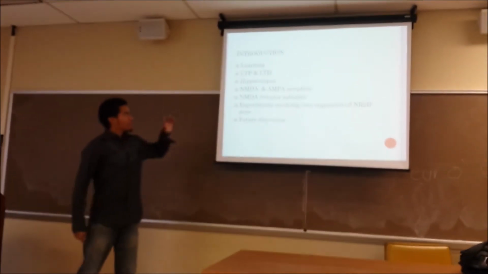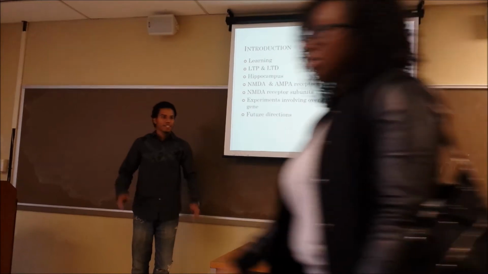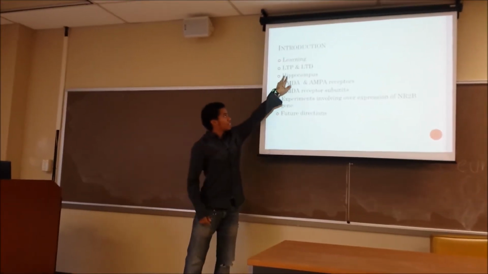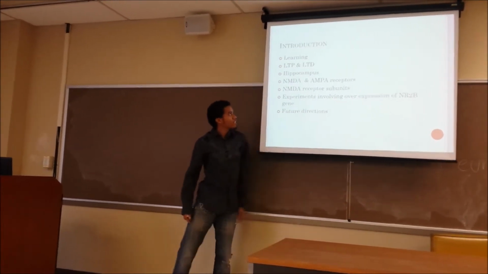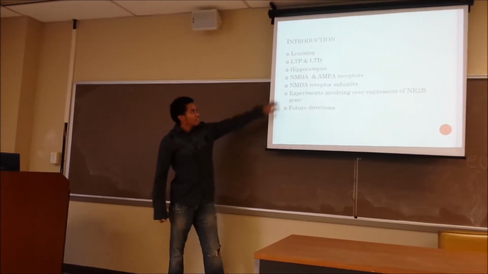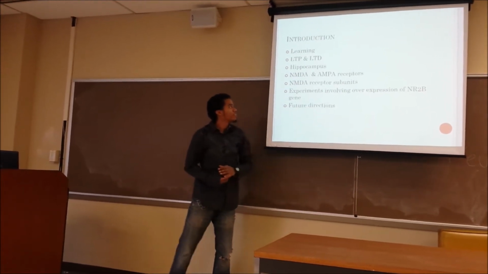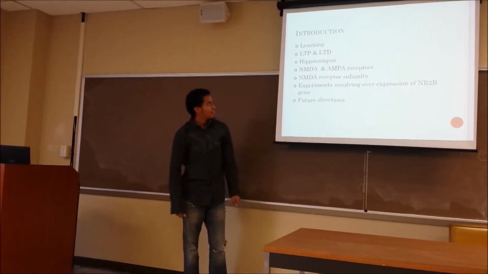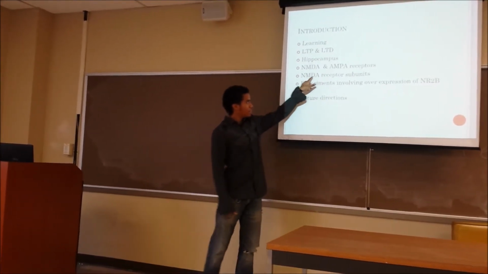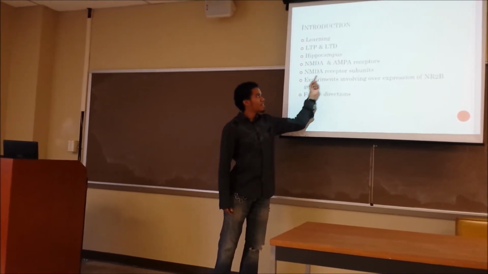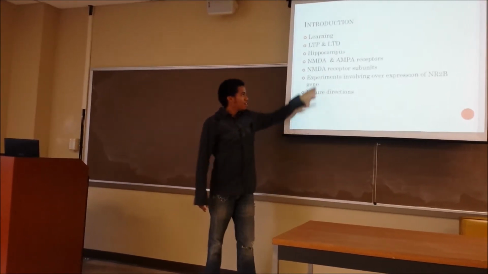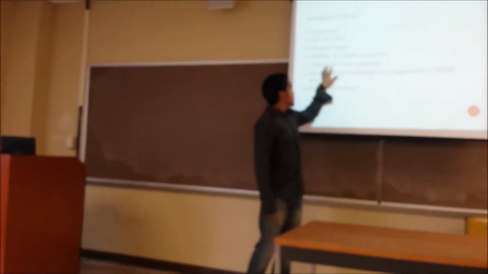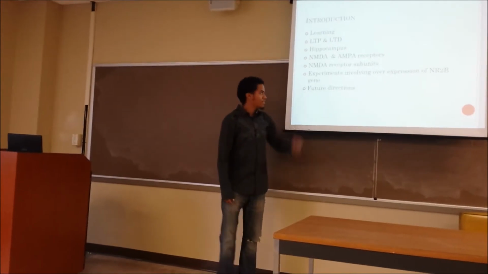The first thing I'm going to start talking about is the learning process, how learning occurs in the brain. That's going to involve a process called LTP and a process called LTD, which I'll go into more detail about later. And of course, the main area where short-term memory is converted into long-term memories is the hippocampus. So I'll talk about the hippocampus and its anatomical structure. And I'm going to talk about the glutamate receptors AMPA and NMDA. And then I'm going to talk about the subunits. And I'm going to talk about what happens when the NR2B subunit of NMDA is overexpressed, and then I'm going to go into future directions.